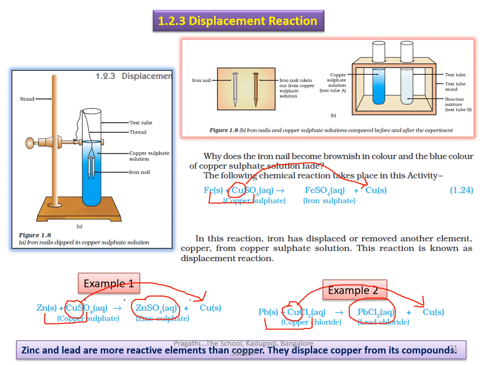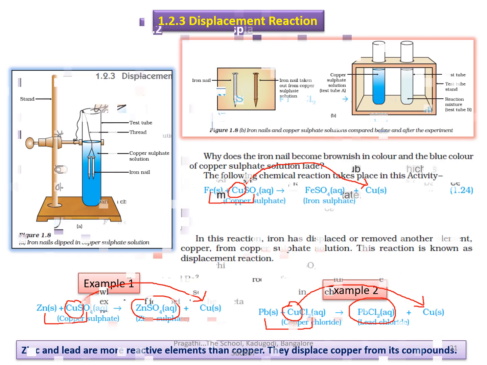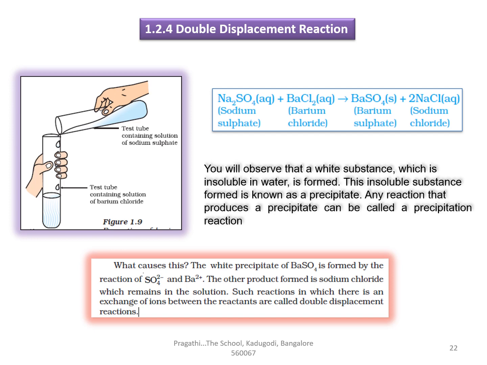Because copper is separate, it is free in the solution, and it will come and sit onto the iron because iron attracts copper. Clear? So this is an example. Hope it is understood. Now displacement is learned. Now we will come to double displacement reaction.